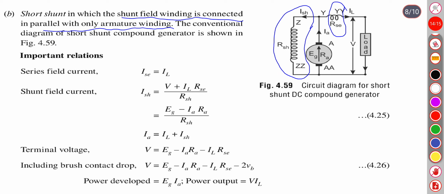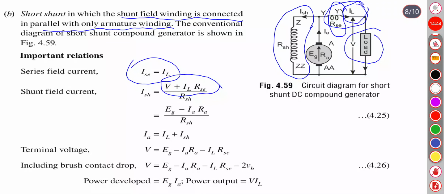Important relations: IA equals IL. This is IL, and the current flowing through the series coil will be the same. ISH will become V plus IL RSC, upon RSH. V is the voltage across the load plus the voltage drop in this winding, IL RSC, divided by RSH, the resistance of the shunt field winding.